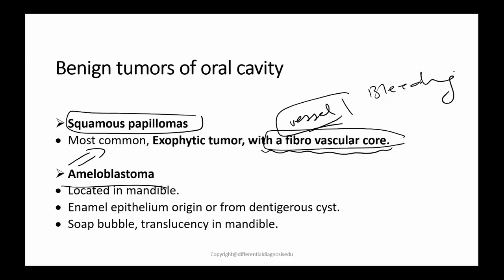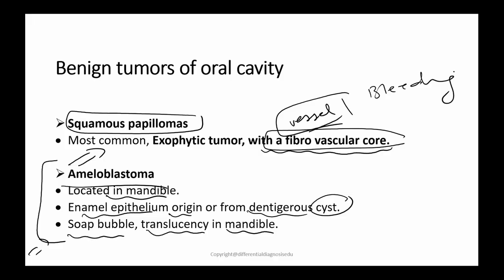Ameloblastoma, located in the mandible. Enamel epithelium origin, or from a dentigerous cyst. Soap bubble appearance and translucency in the mandible. It's not very common. The clue they can give you in the test will be the location in the mandible and the soap bubble appearance.